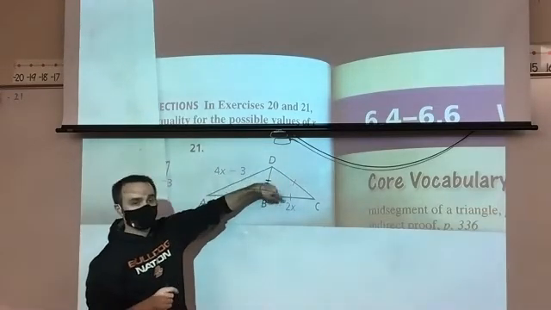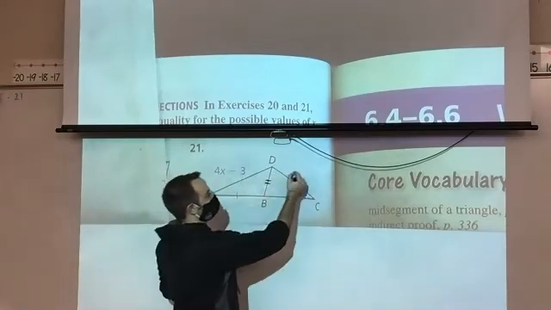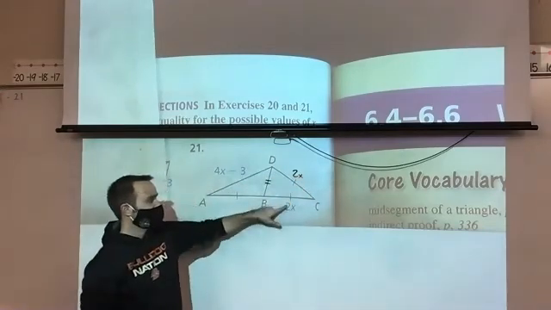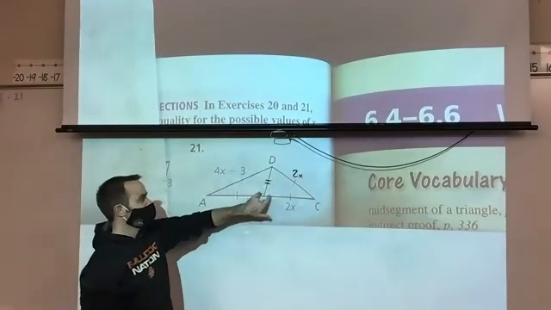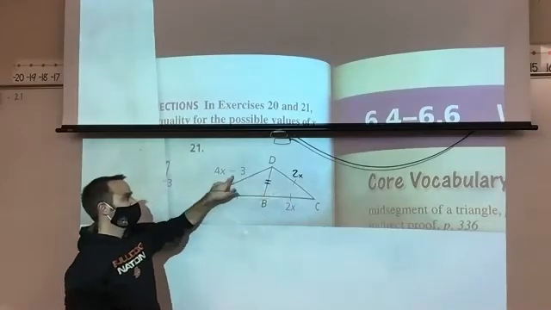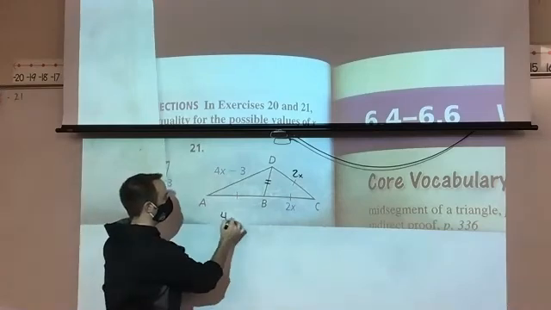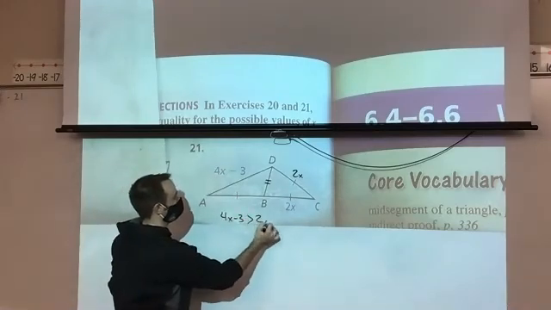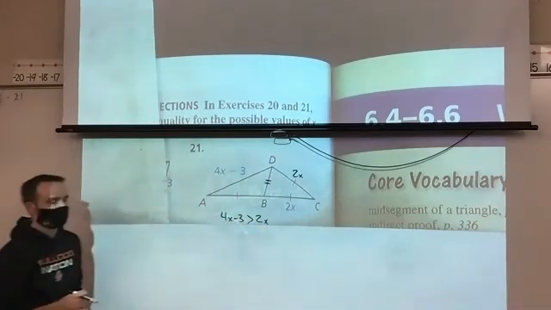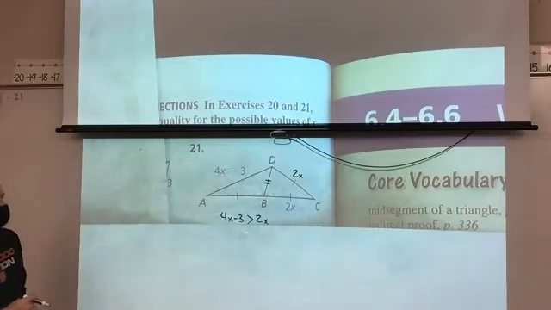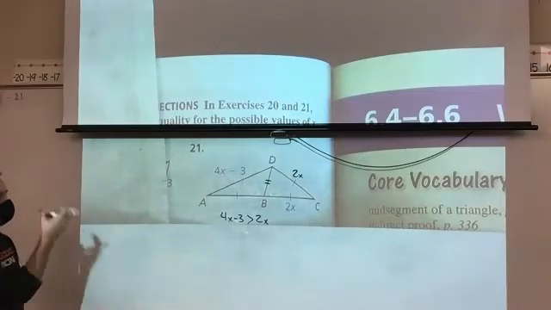Since these are congruent, that means this is also 2x. If this is 2x, that's 2x. So using that hinge theorem, I know this is bigger, so this side has to be bigger. So I would set up my inequality, 4x minus 3 is bigger than 2x. Okay, so that's our inequality. I know that has to hold true.